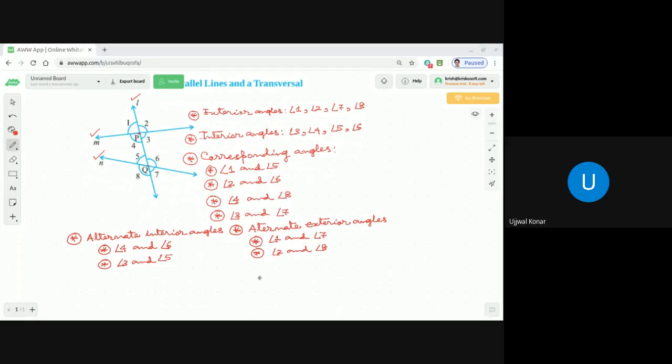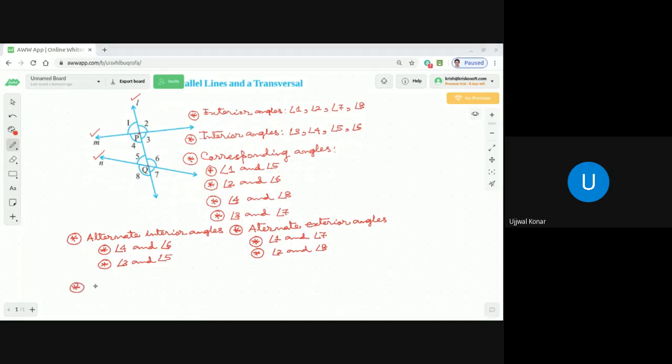Then the final thing coming is called the interior angles on the same side of the transversal. What are those pairs? Angles 4 and 5 are one pair, the interior angles on the same side of the transversal. Similarly, angles 3 and 6 are also interior angles on the same side of the transversal. So what is the next one we are discussing, dear students?